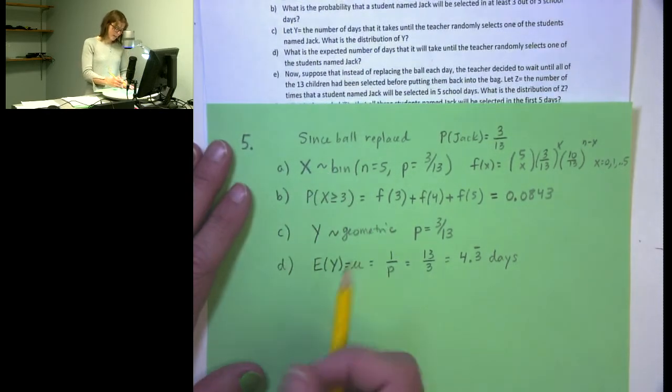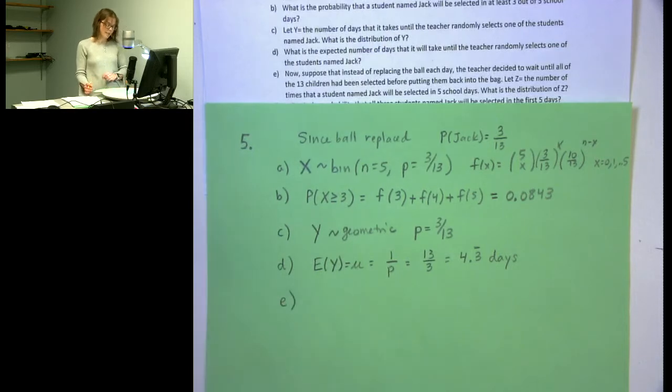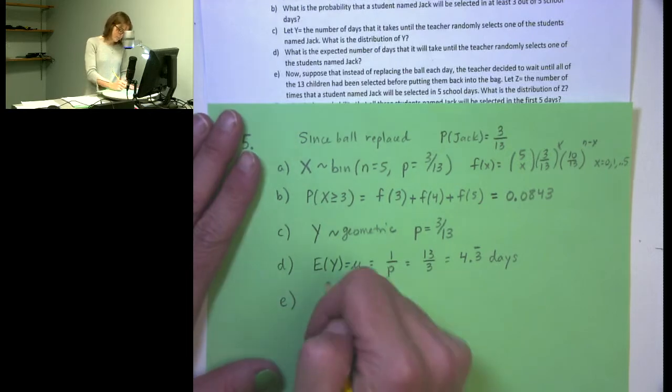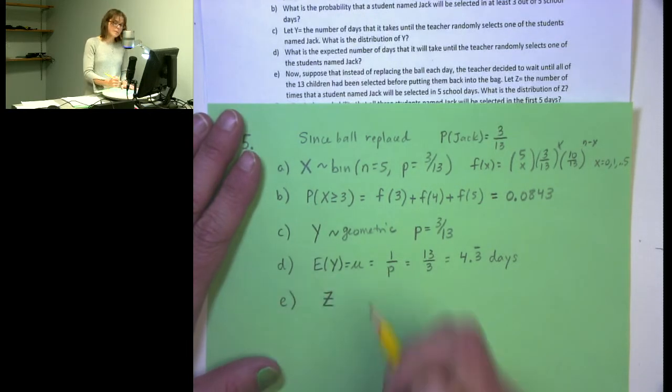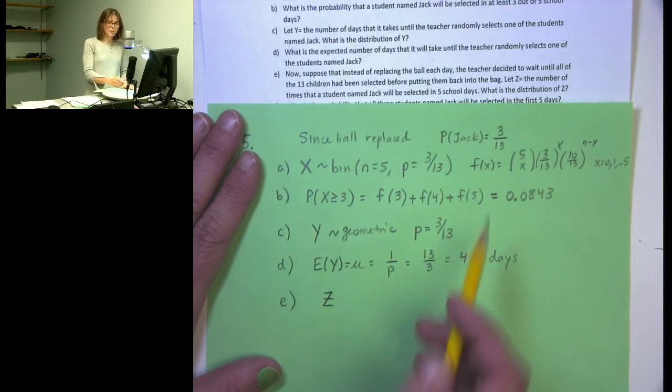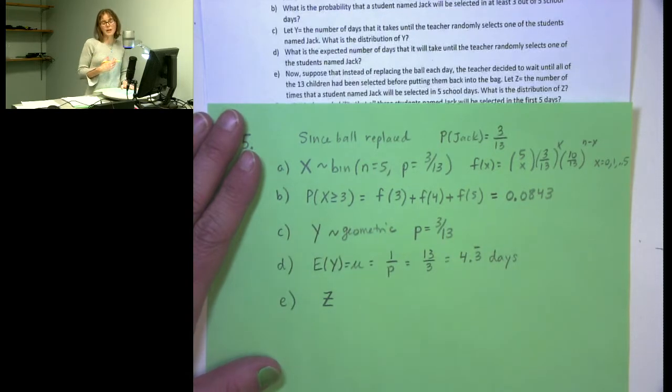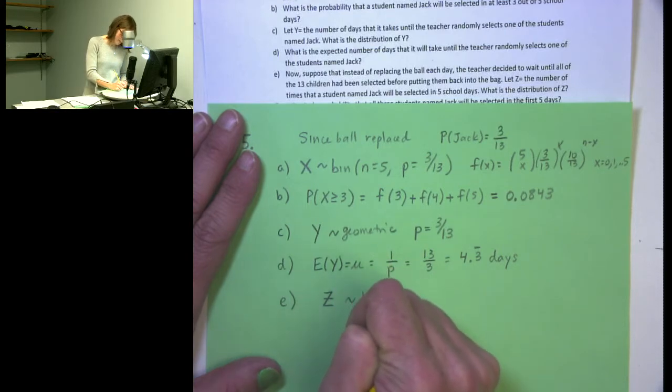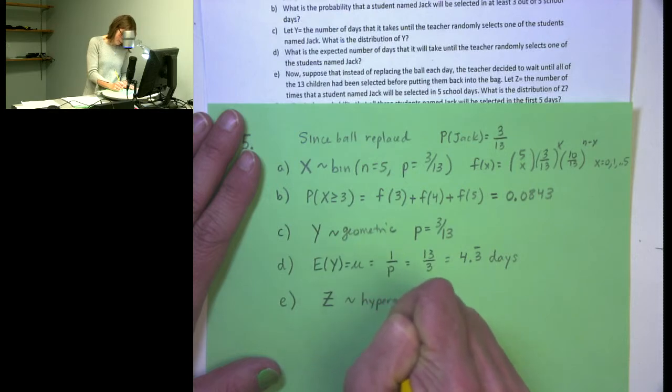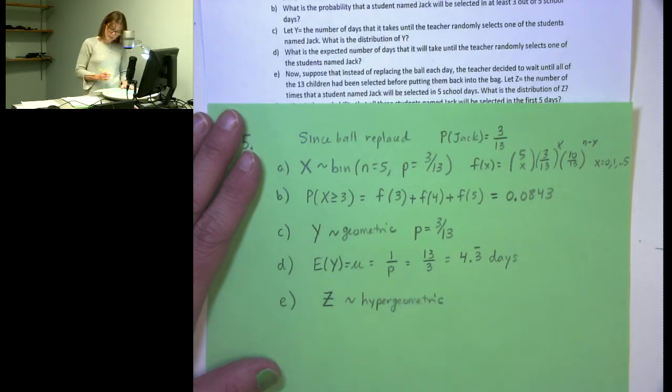E asks us if instead of replacing the ball each day, the teacher decides to wait until all of the 13 children have been selected before putting them back in the bag. And now Z is going to be the number of times that a student named Jack will be selected in the first 5 school days. So when I'm sampling without replacement, I can't use a binomial anymore. I need to use a hypergeometric distribution. So Z is going to have a hypergeometric distribution because I'm sampling without replacement.